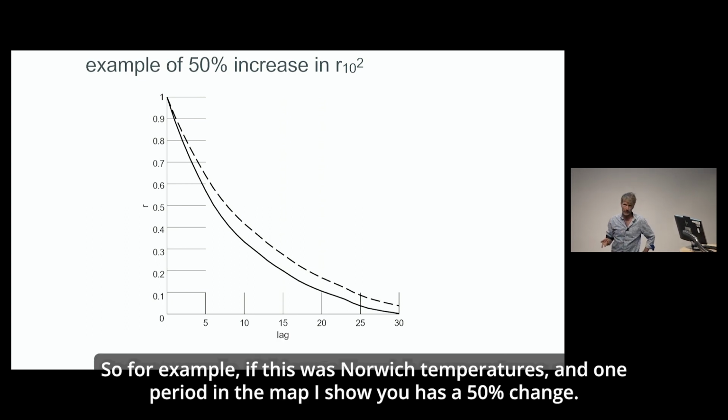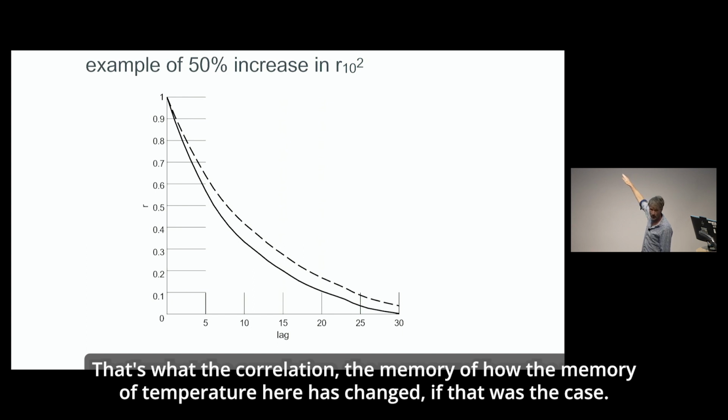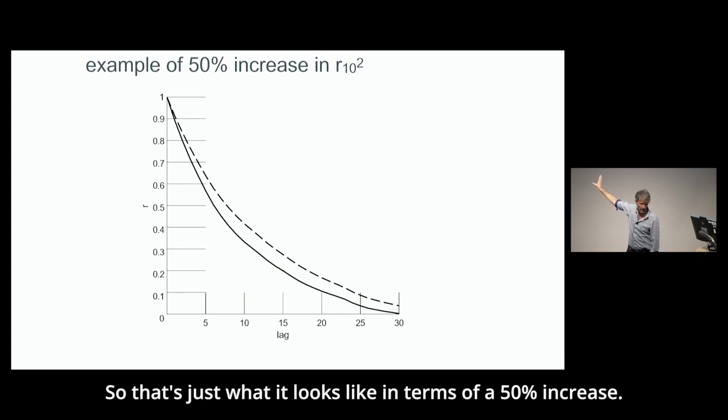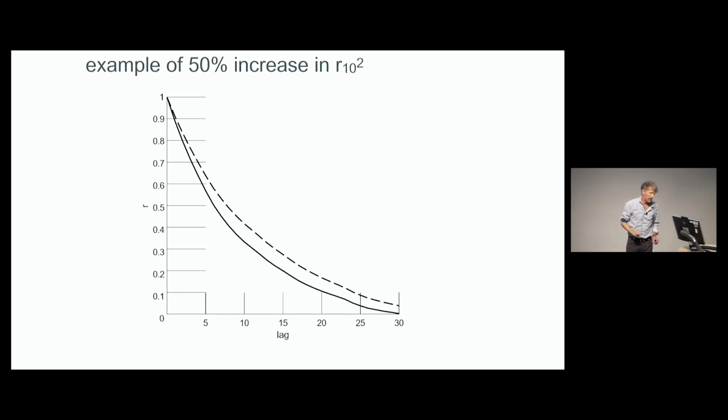So for example, if this was Norwich temperatures in one period, and the map I show you has a 50% change, that's what the correlation, the memory of how the memory of temperature here has changed, if that was the case. So that's just what it looks like in terms of a 50% increase.